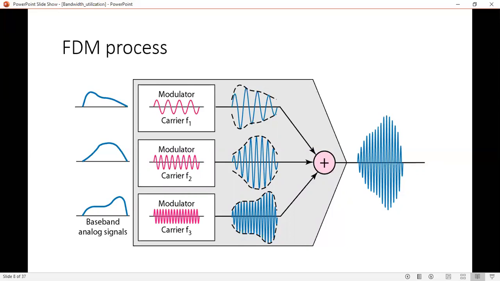These 3 modulated signals are then combined, or multiplexed, into a single signal, and it is sent through the data link. You can see the output, that is a single signal, in this figure. That is sent through the transmission link now.